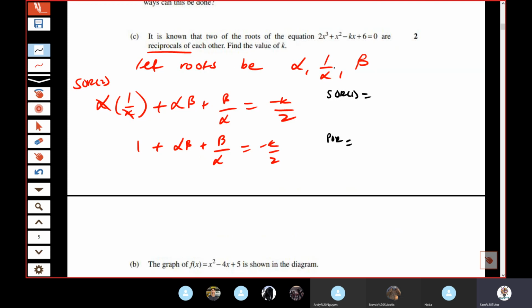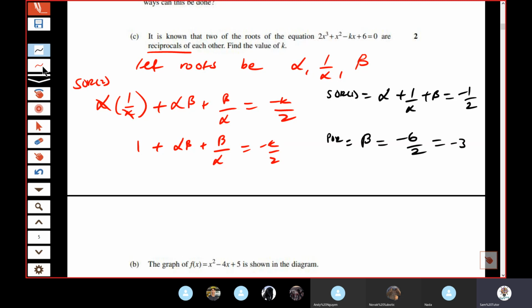Alpha times 1 on alpha times beta is obviously just going to give me beta. That equals minus d on a. So then I just found beta is -3. Perfect. Beta in here is now -3. Come back up here, sum of roots 1 at a time: alpha plus 1 on alpha plus beta equals minus b on a.